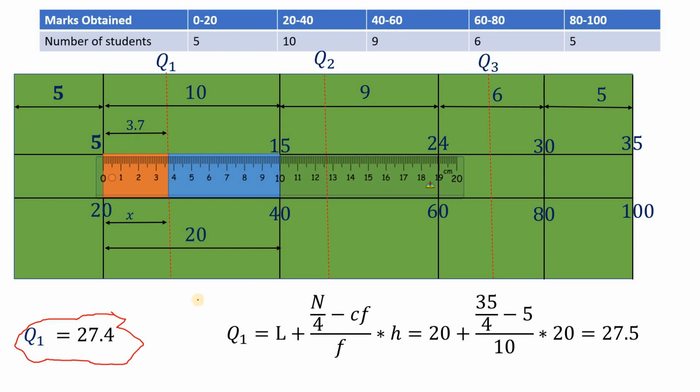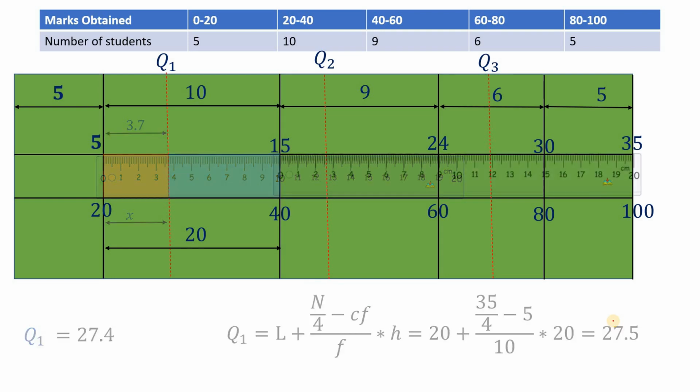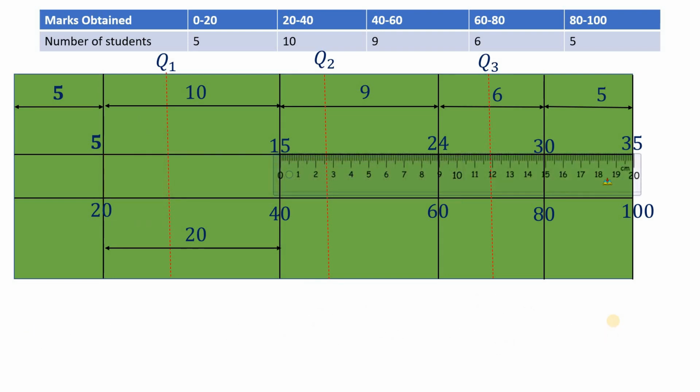So what we can do is, just to make a good estimation, we can use the paper folding technique, and after understanding how it works, then we can go for the formula to find the result, which will be exact. So let's do it again to find the median or the second quartile. The same process is done.